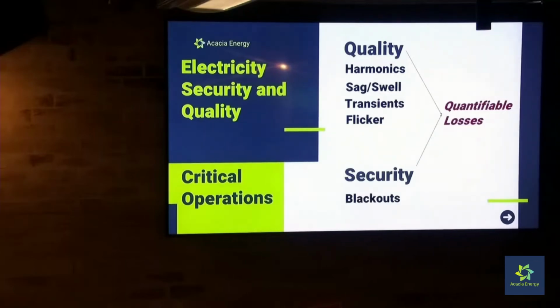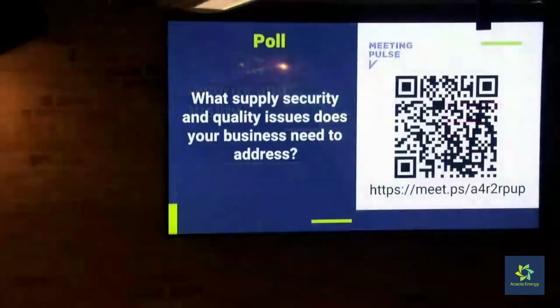Because they had such issues with their SAG install, and such sensitive equipment, the payback on the installation of this was less than 2 years, which is phenomenal for a battery system. That's one of the more extreme examples, but electricity security is critical for these processes, especially where you have very, very sensitive equipment. Okay, thank you, Riley.